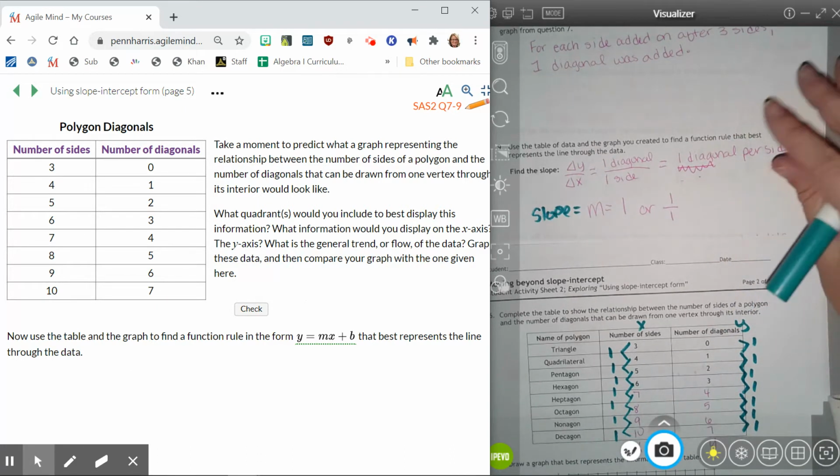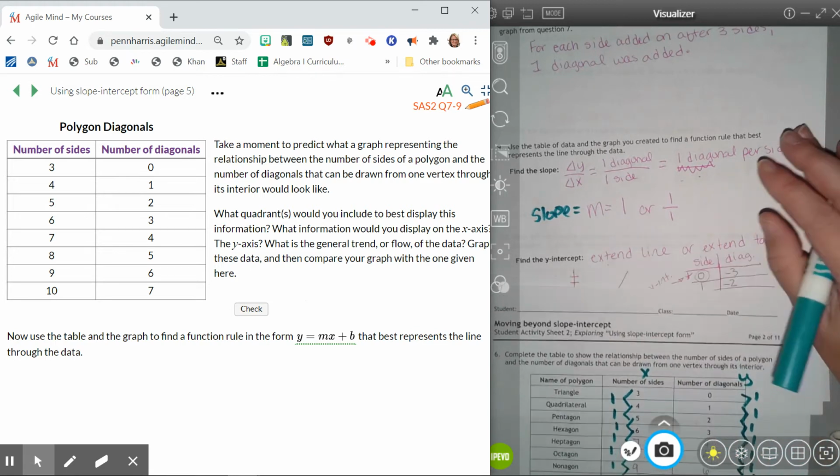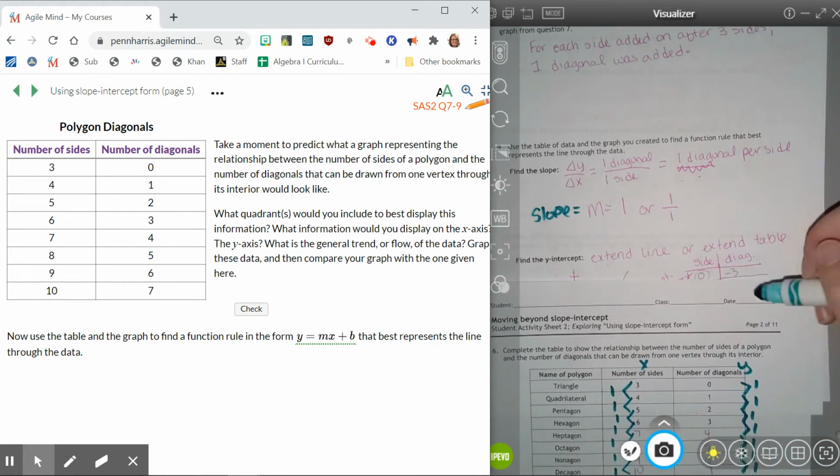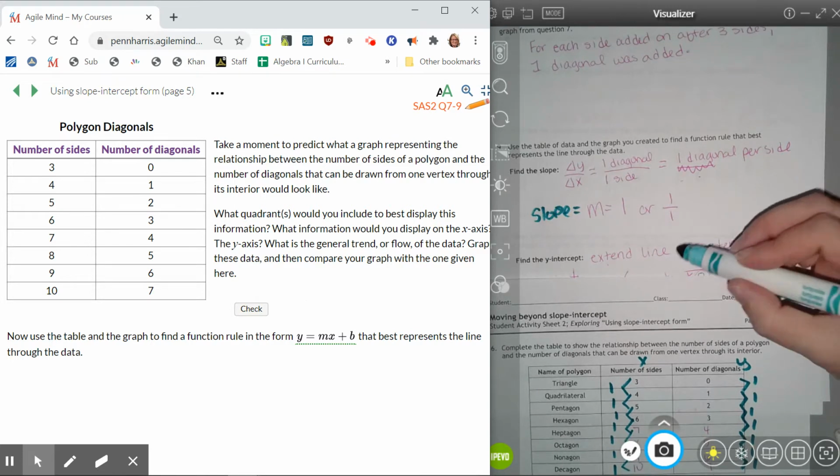Okay, so now I have the slope. The next thing they want me to do is find the y-intercept. So what we're going to do is we are going to extend the line, or we can extend the table.